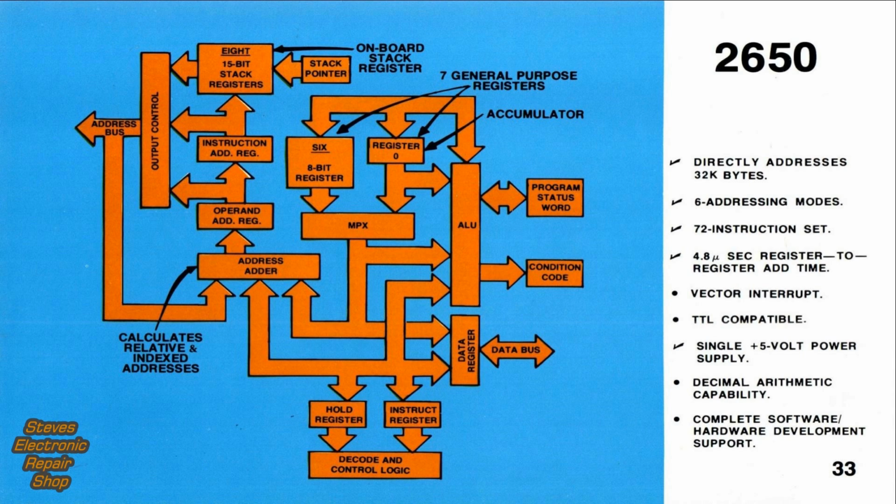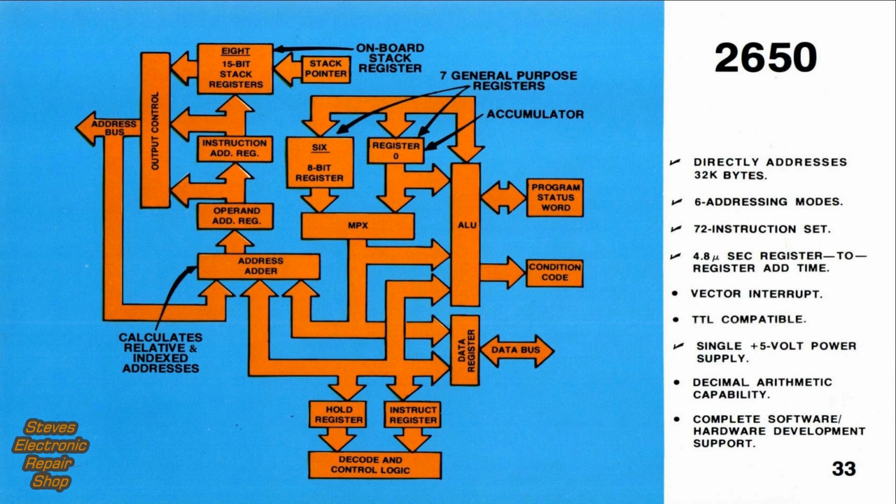Here we see the unique features of the 2650 microprocessor. Starting at the left, we find an 8-level stack register. At the bottom left, we see an address adder that calculates relative and indexed addresses. Probably the most unique feature is found in the 7 general-purpose registers shown in the center.